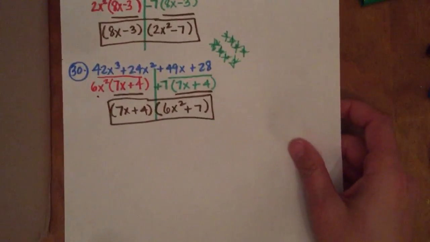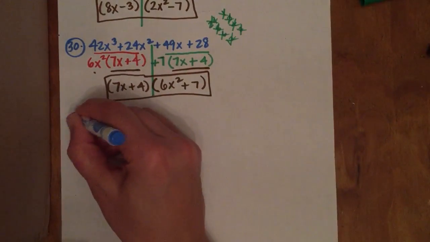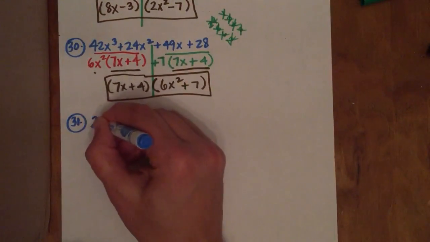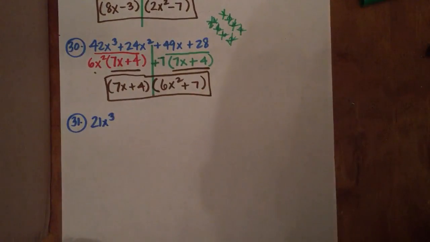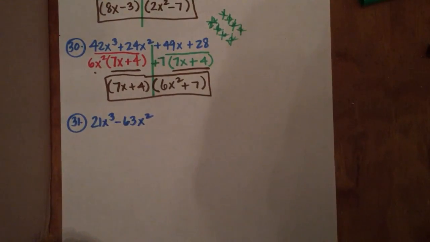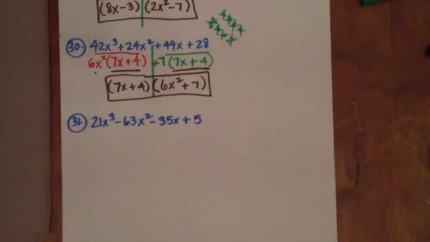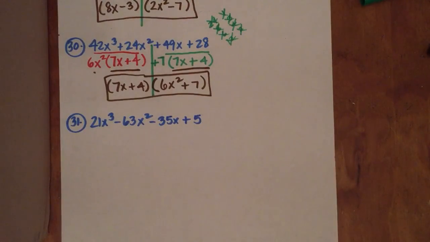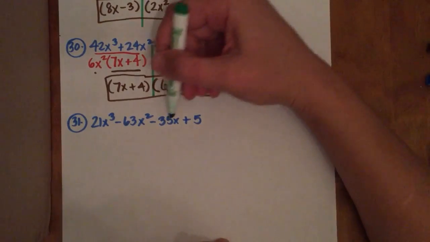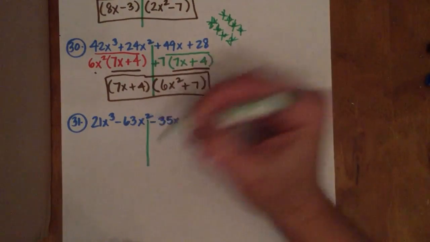All right, so let's move on to the last example of factoring cubics using grouping, and that will be number 31. And on number 31, we have 21x cubed minus 63x squared minus 35x plus 5. So what I'm going to do first is the same thing. I'm going to look for a GCF. The smallest factor is 5. 5 does not go into all of these, so there is no GCF to pull out. So I'm going to go straight into grouping.